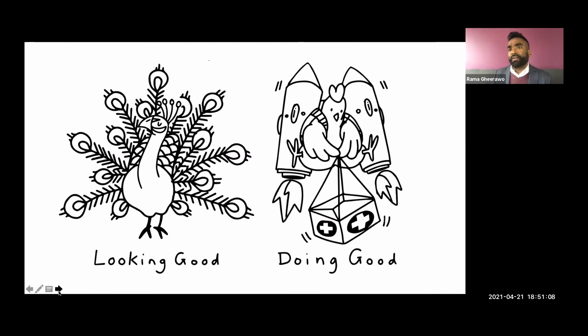And I love the fact that this chicken has sort of strapped rockets to her back, looks a bit messy, but she's delivering first aid somewhere. And this is what inclusive design in the field can feel like sometimes.